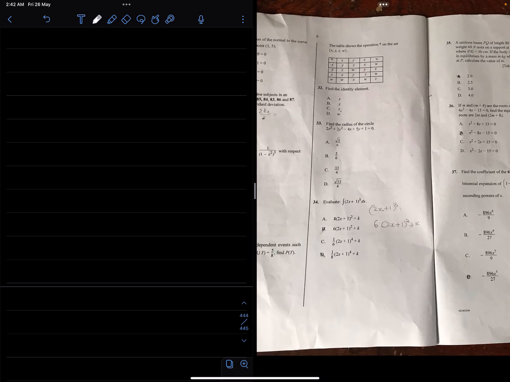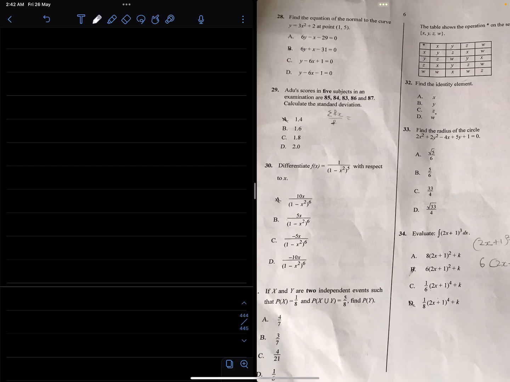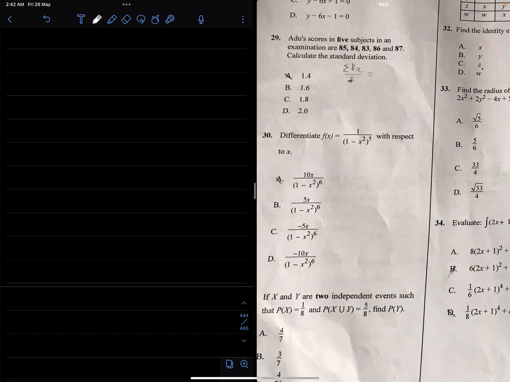Yeah, there we go. We continue from where we stopped. It's the 2023 WAEC math exam questions. The next one is number 29. Ado's scores in 5 subjects in an examination are 85, 84, 83, 86, and 87.